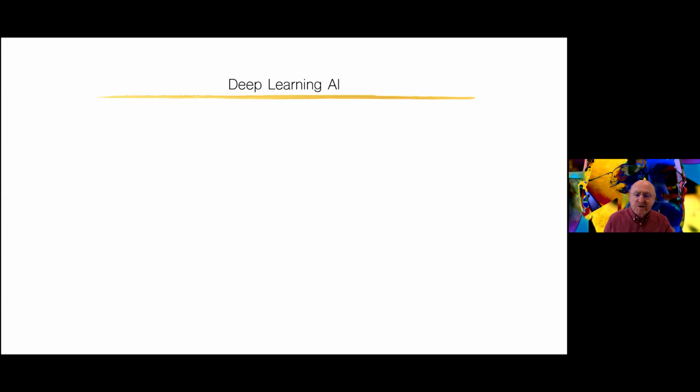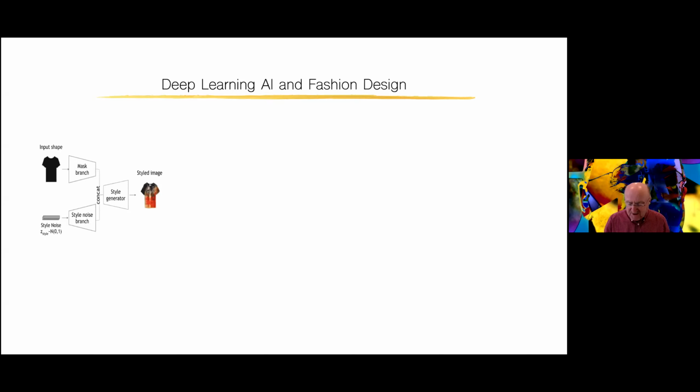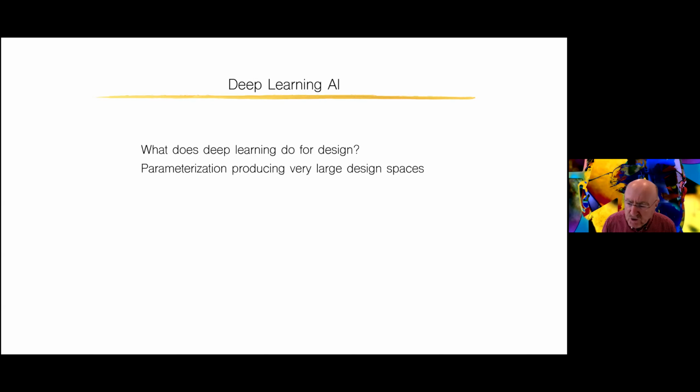So what is deep learning in relation to design? What does deep learning do? I'm not talking about the technology, but if I'm using it in design, what does it do? What it does is it builds a parameter space that can be very, very large. And because of that, inside that design space, which is what the parameterization is for a design, you have areas that you don't know about, that you didn't know existed even.